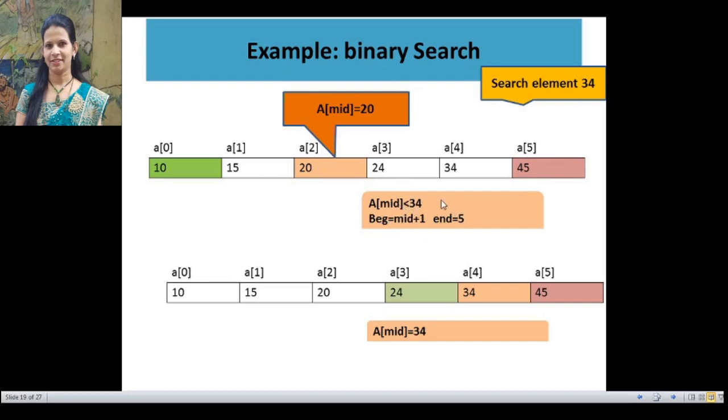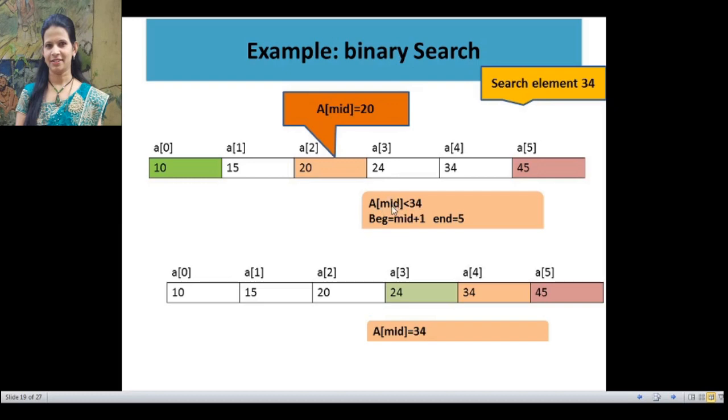How to find this mid? Beginning plus end divided by 2. So 5 by 2 is 2. So here is our mid. Then compare this mid with your key. Compare 20 and 34. This 34 is greater than your mid.